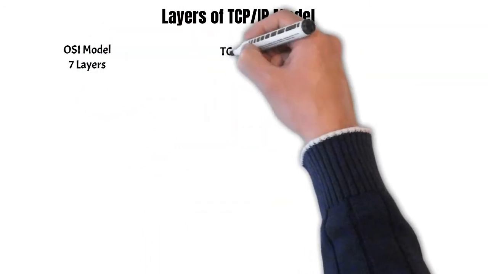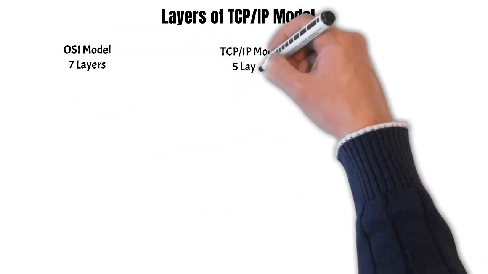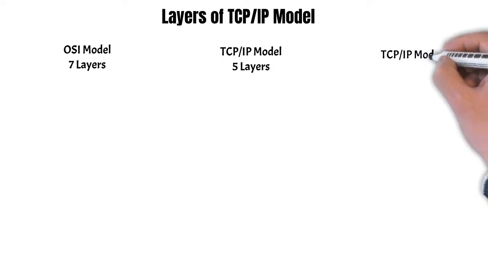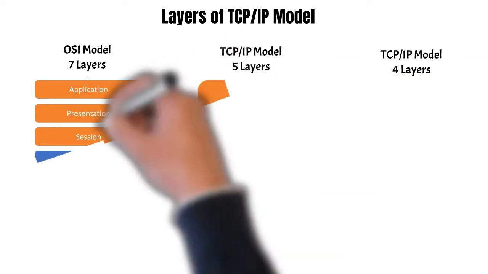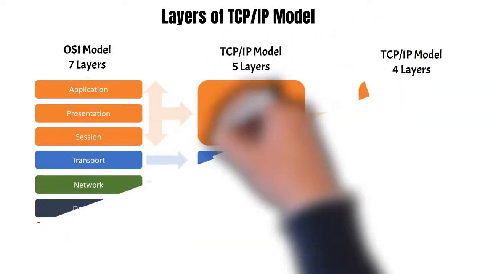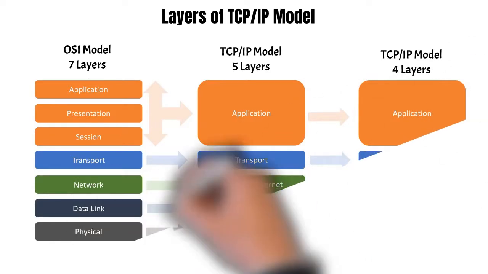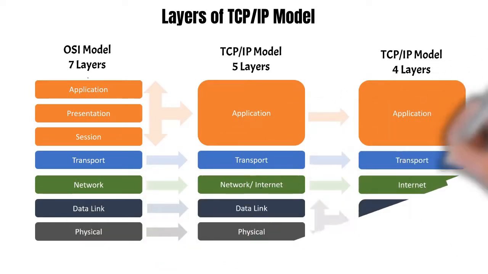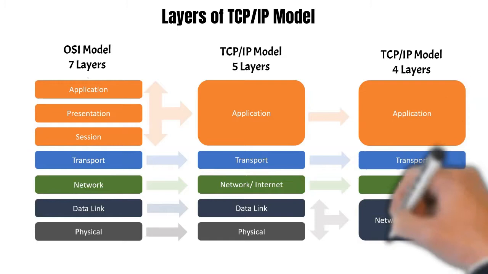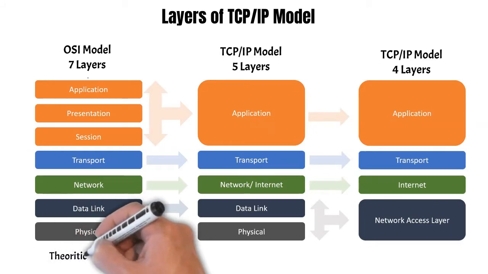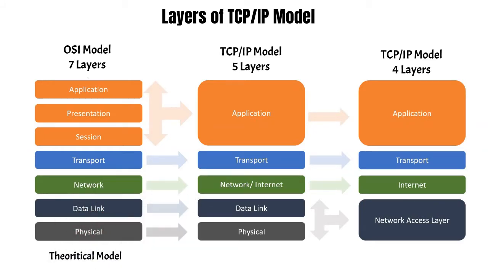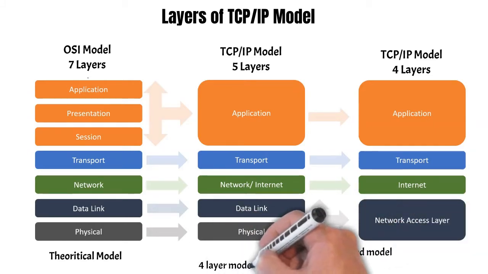Let us now discuss the layers of the TCP/IP model. In our previous video, we discussed the OSI model, which has 7 layers. TCP/IP is nothing but the practically implemented version of the OSI model. It has 2 versions, 5 layers and 4 layers, which are conceptually the same and are derived from the layers of the OSI reference model. The application layer of TCP/IP comprises the application, session and presentation layers of the OSI model. The network layer becomes the internet layer, while the data link and physical layers form the network access layer of the 4-layer model.